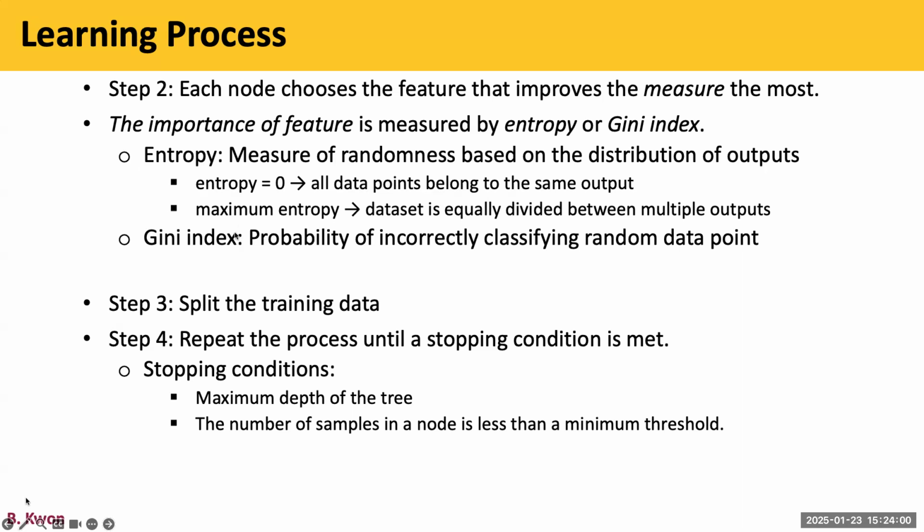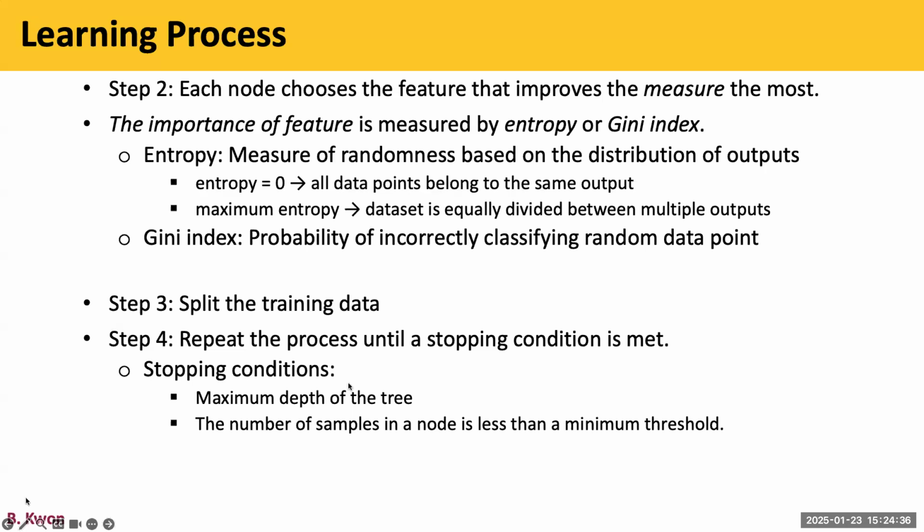So by measuring the entropy and the Gini index, your decision tree program will automatically update its classification splitting questions and which features it has to look at in each decision node. So after correcting and improving the decision nodes and the questions, your tree will be well trained. And then you can repeat this training process until a certain stopping condition is met.